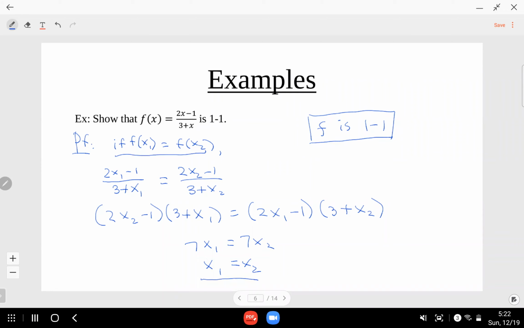If f of x1 is equal to f of x2, after that step is another step where we need to plug x1 and x2 into this function and set them equal, right? Because that's what f of x1 is equal to f of x2 tells us. And then we just need to solve this equation to see if x1 does really equal x2. And once we get to this, then we can reach the conclusion that f is 1-to-1. All right.